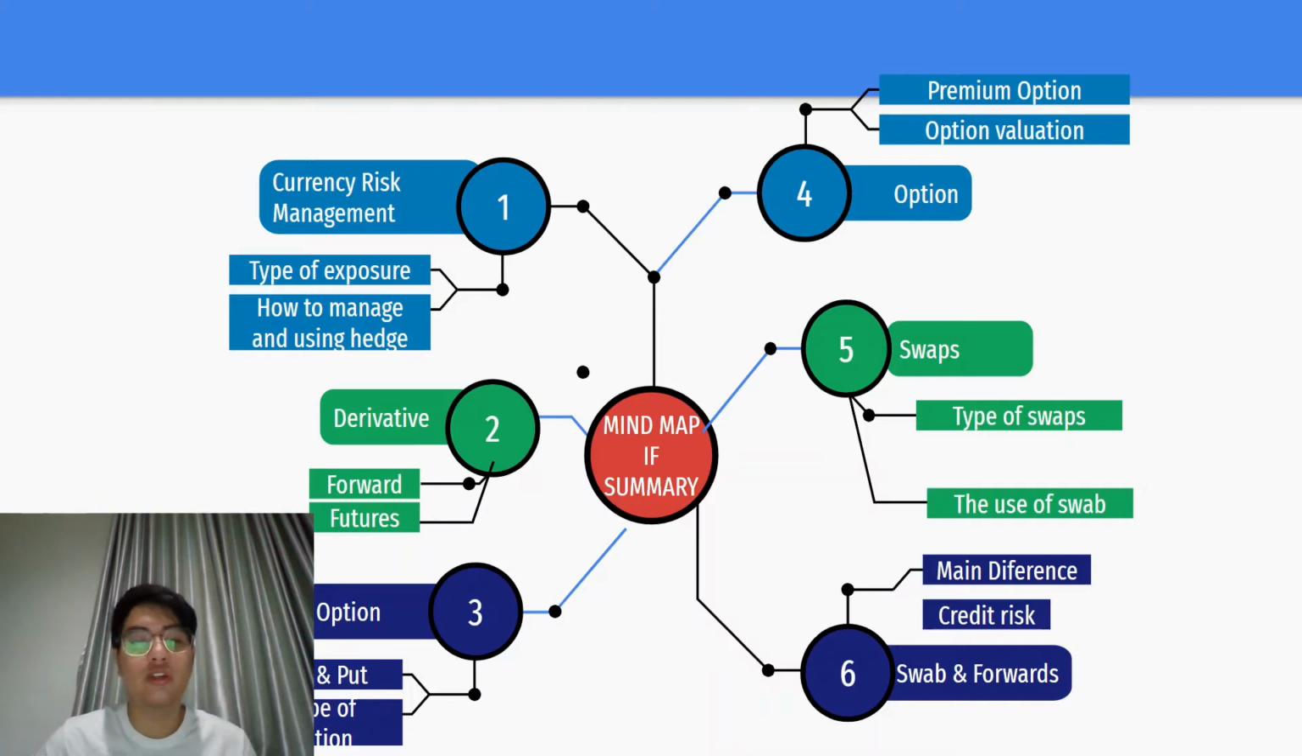Third is option, which the subtopic is call and put, also type of option. The fourth is tail option, but the subtopic is premium option and option valuation. Fifth is swap. The subtopic is type of swap and the use of swap. Sixth is swap and forward, main difference, and credit risk.